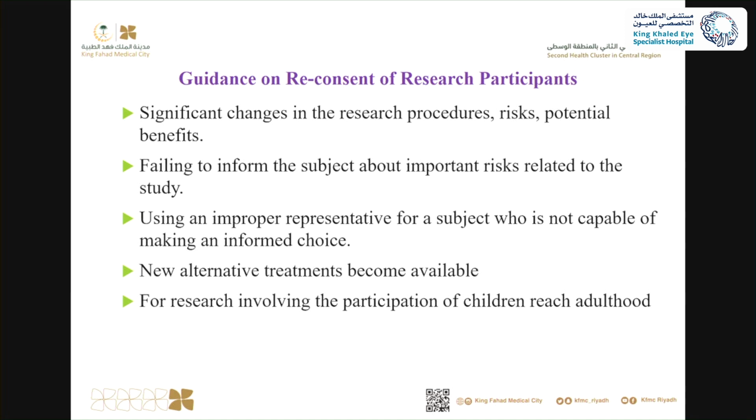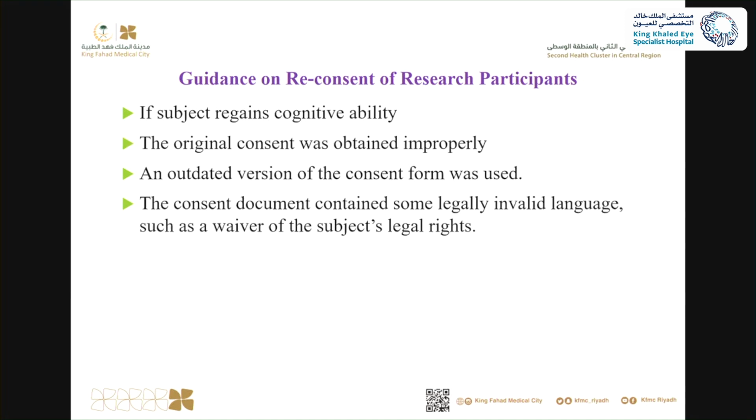They continued to conduct the experiments and so many patients died. This is not appropriate. You need to tell them it's their right to know. For research involving the participation of children reaching adulthood, this also needs to be updated. Let's say you recruited someone who was unconscious or in pain. You might need to tell him, if he's awake and conscious again, that you can reconsent him because he gained consciousness or his cognitive ability became better.